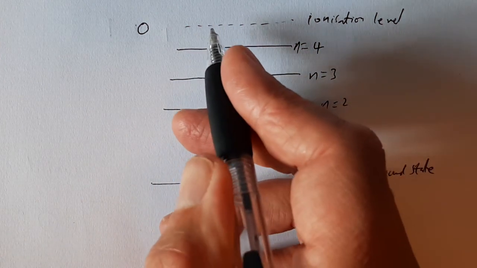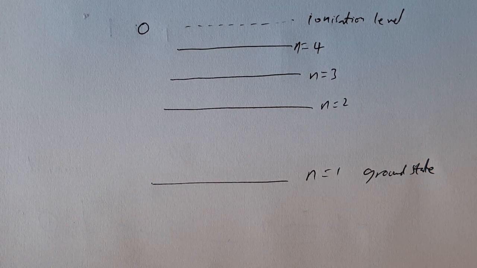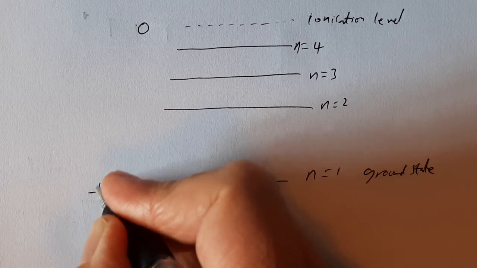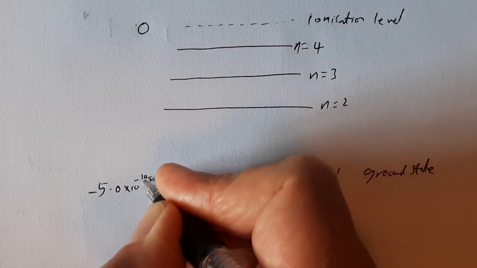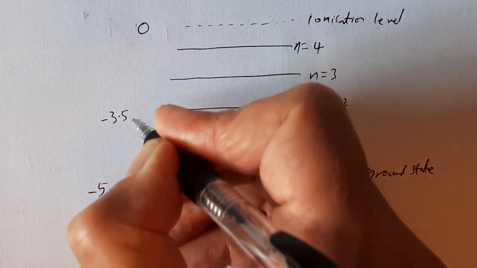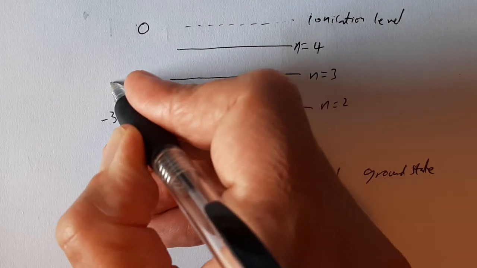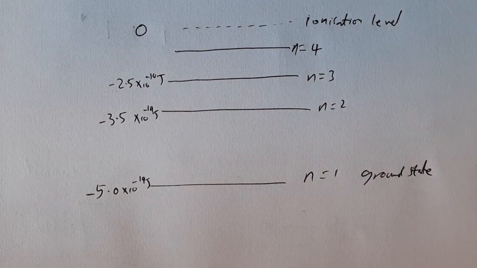We could label these in electron volts, and we'll do that in a future video, but I think we're just trying to keep it simple, so we're going to make these numbers fairly straightforward. So we're going to call the bottom one minus 5 times 10 to the minus 19 joules. I'm going to call this one minus 3.5 times 10 to the minus 19 joules. And we'll call this minus 2.5 times 10 to the minus 19 joules. So we're just trying to keep everything nice and straightforward for the moment, so we can illustrate the point.